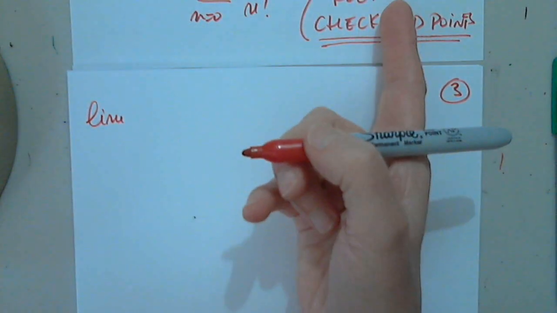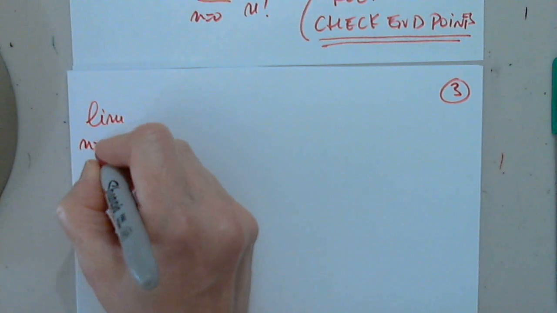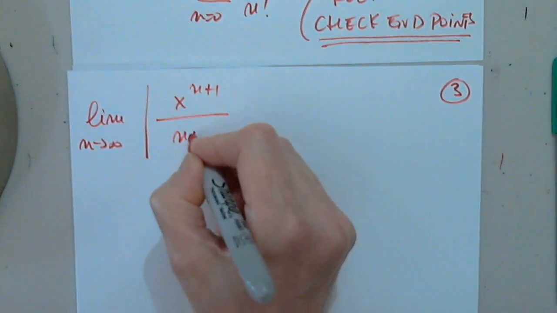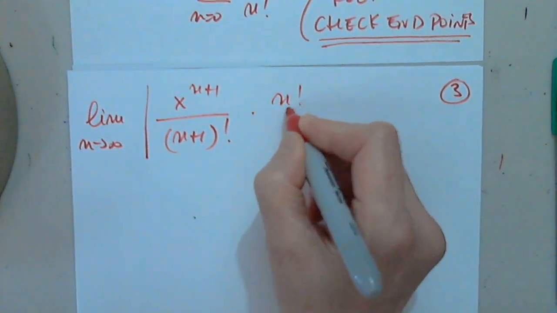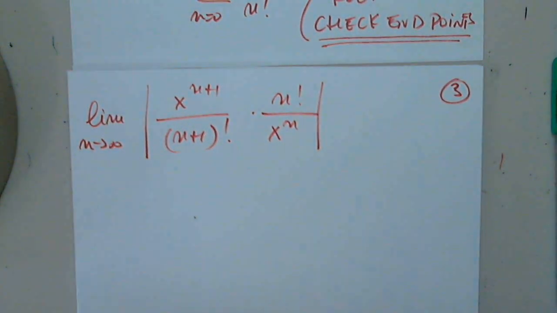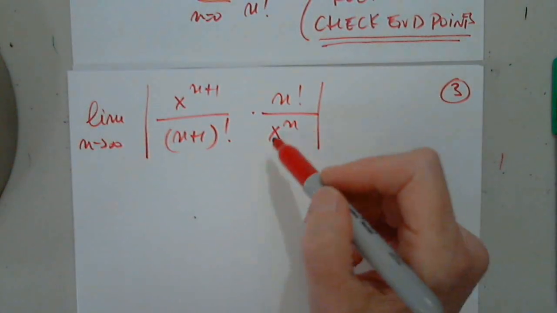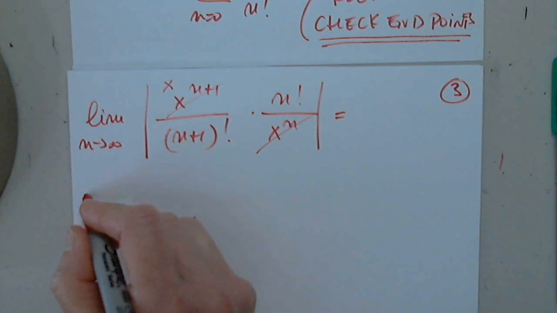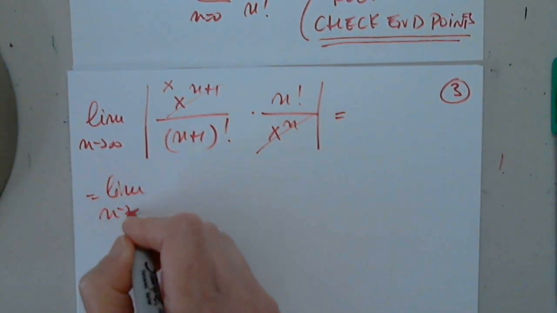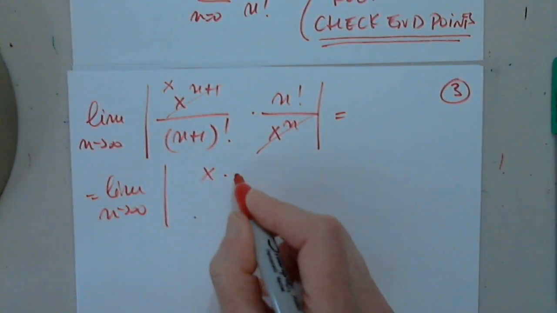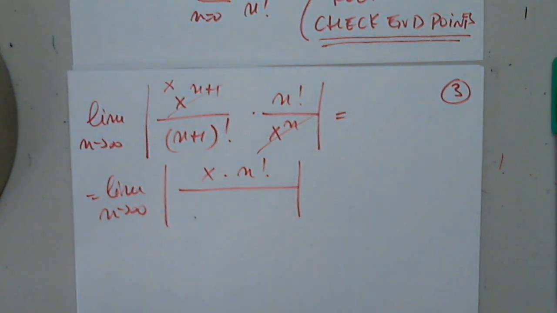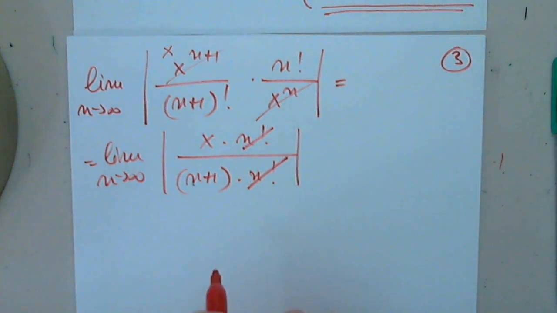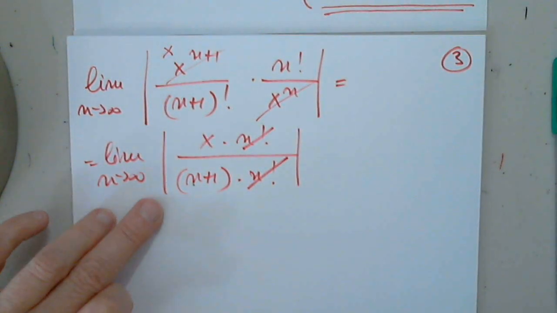So directly with the limit for the ratio test, as n approaches infinity, of x to the n plus 1 over (n plus 1) factorial, times n factorial over x to the n. So when we simplify this, there is an x. Here, however, take it easy, expand a little bit, just a little bit. This is (n plus 1) times n factorial.